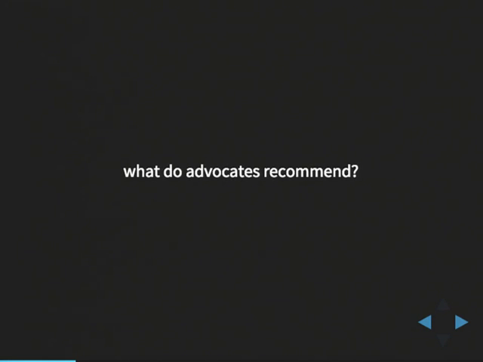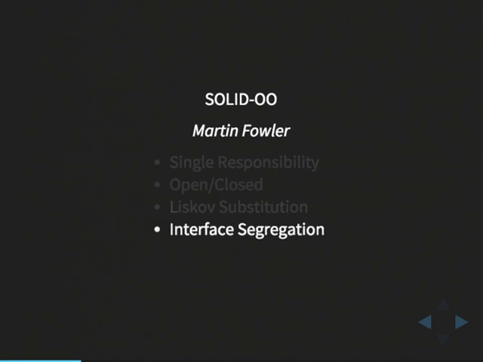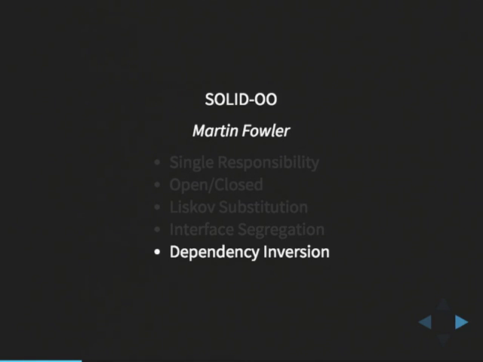So we could take a step back and ask, what do the advocates recommend? Well, Martin Fowler, classic software engineering OO principles guy, came up with the term SOLID, which is a set of principles: single responsibility, Liskov substitution principle, open for extension, closed for modification, interface segregation, dependency inversion. These are lots of different words that you can think about. But he's not the only advocate out there.